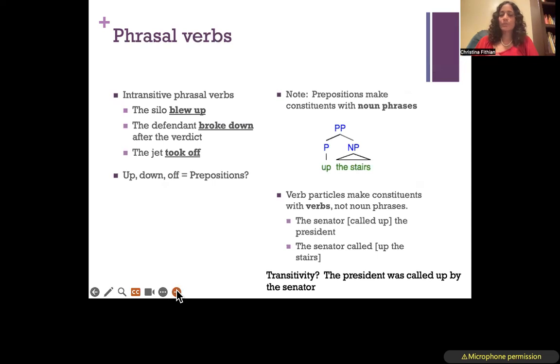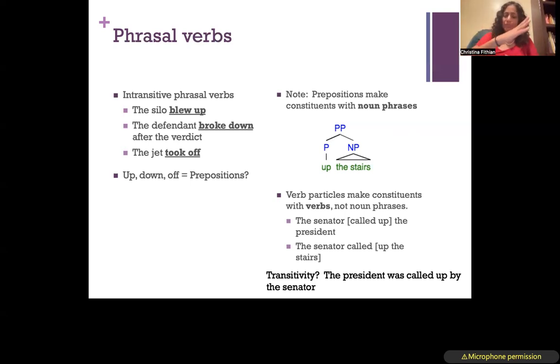So you can have phrasal verbs of any type, a VI, a VT, VL, VC, and so on and so forth. The most common ones that you're going to see are VIs and VTs. But let's look at some intransitive phrasal verbs, some VIs. Here we have the silo blew up, okay? Now again, the meaning of blow up doesn't mean blow up. No, that's not what it means. It means to explode. The defendant broke down after the verdict. So that does not literally mean break and down. It just means to cry and be very emotional.